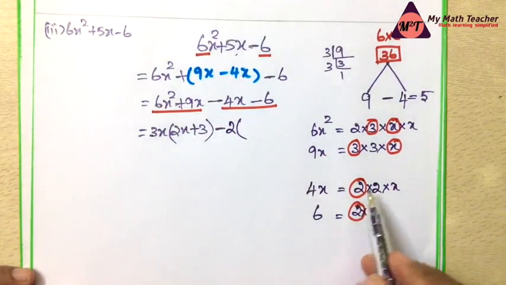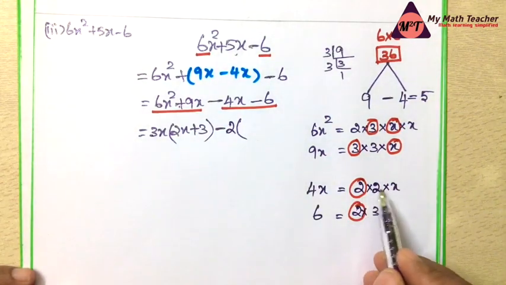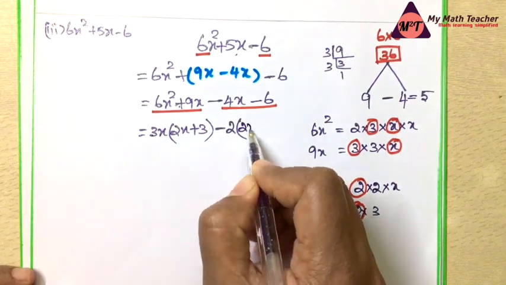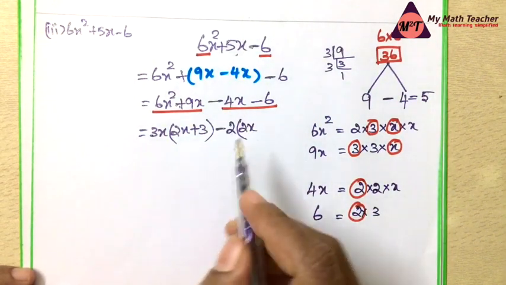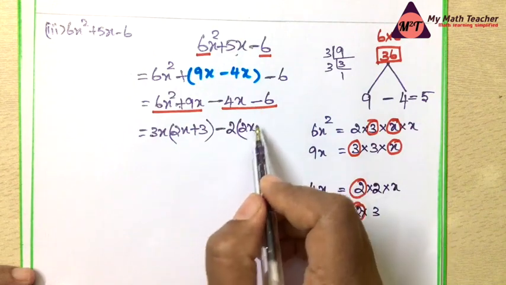Now open the bracket. Write the remaining factors. 2 into x, that is 2x. Okay, check it. Minus 2 into 2x, minus 4x. Now you have to apply plus sign.